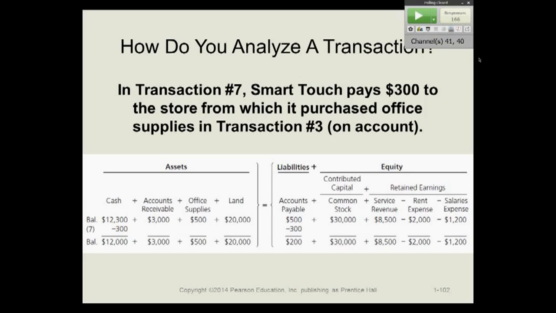So this says you're paying $300 to the store that you purchased the supplies from. You're paying off that liability. And it says on account, which is a hint. It means accounts payable. All right, and the balance sheet still balances. The assets are $35.5, and the liabilities and equity are $35.5. Notice again, we're only looking at two parts of equity, contributed capital and retained earnings.